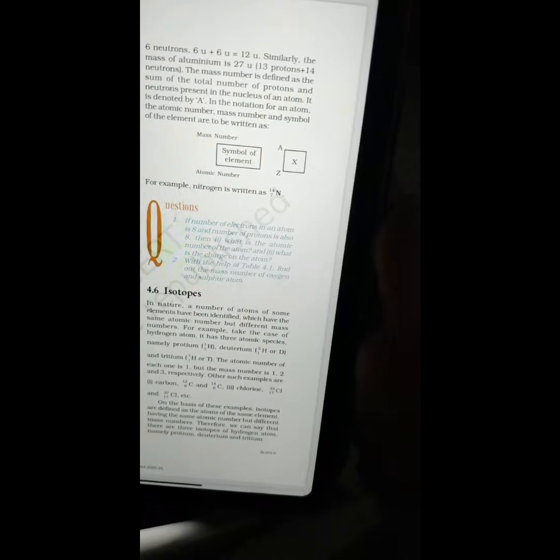In the notation of an atom, the atomic number, mass number, and symbol of the element are to be written as follows. Symbol of the element, suppose it is X. Mass number A is written as a superscript. Atomic number is written with the letter Z and it is written as a subscript. So if you want to denote nitrogen, it will be written as N with 14 as superscript, 7 as subscript.